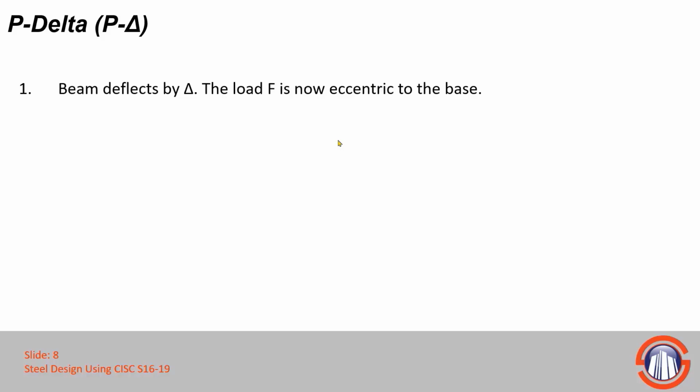So let's describe p-delta analysis and p-delta effects a little bit more. Imagine a scenario where you have a beam, or maybe a column for that example, and you have a tip load applied to it, an eccentric load, a lateral load applied to the tip of a column. We'll use that as an example. That induces a deflection, which we're going to call delta. We also have on this column an axial, compressive load that we're going to call F. With that deflection of delta, our load F, which is an axial load going straight down, is now eccentric to the base.